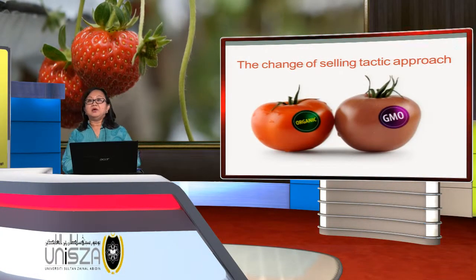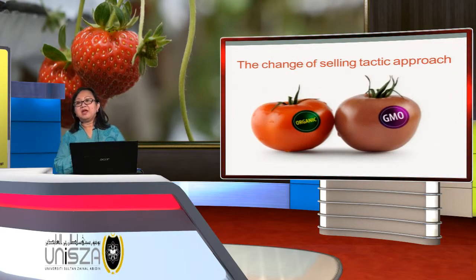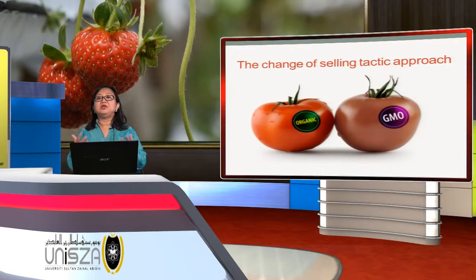Now, when we talk about organic products, the traditional approach of selling organic tomato used to be: our tomato is an organic grown product from our very own garden, and we are the biggest producer in this area. However, ladies and gentlemen, today this approach has changed from selling features to selling benefits, and it has been changed into these tactics.